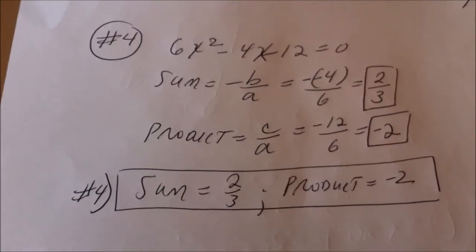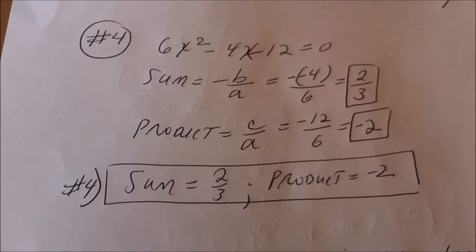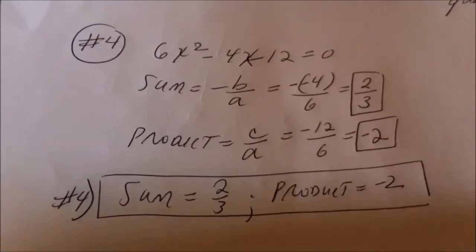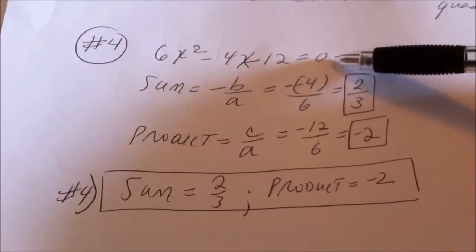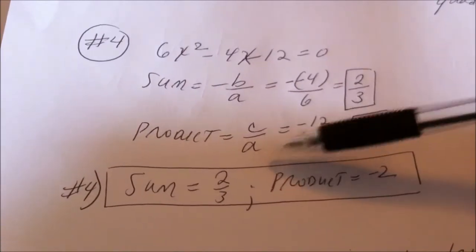For questions 4 through 6, it was all about sum and product of the roots, given a root, finding the quadratic equation, etc. Number 4 was just straight up sum and product of the roots. So given a quadratic set equal to 0, and if it's not set equal to 0, you have to set it equal to 0. To find the sum, you do negative b over a.